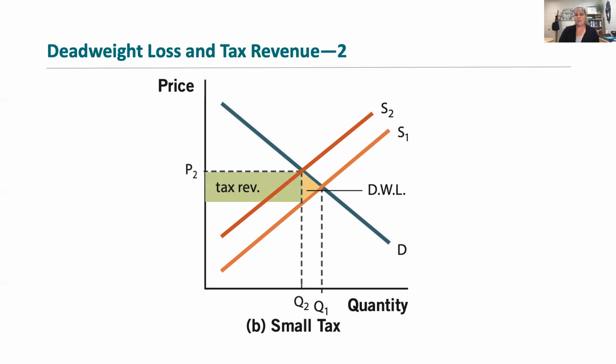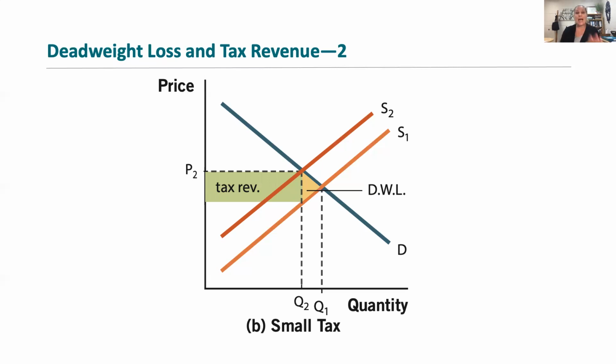Here, the tax revenue is associated with the amount of the tax, which is the difference between the price the buyer pays and the price the seller receives. That's the height of this green rectangle. The width of the rectangle is the number of transactions that actually go through, the number of, say, gallons of milk that are sold, each of which has a per unit tax. So when we look at the per unit tax times the number of units that are bought and sold, we get an estimate of our tax revenue.